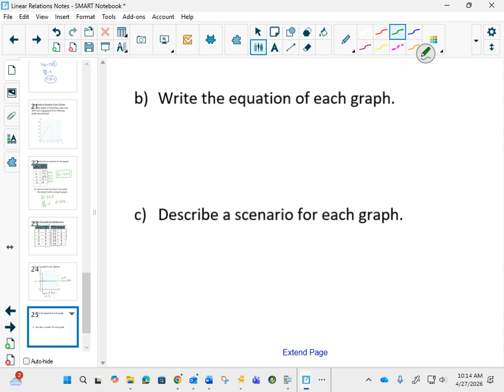Describe a situation for the green graph. So the green graph was the horizontal one at y equals 6.